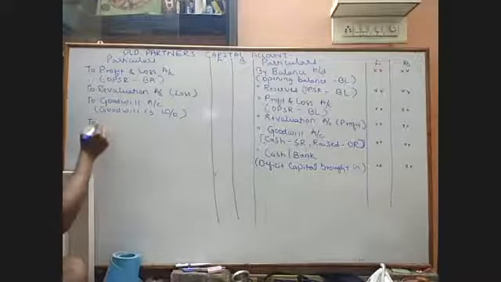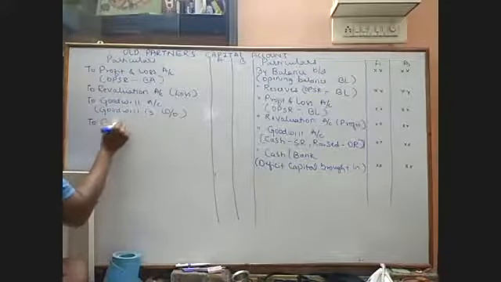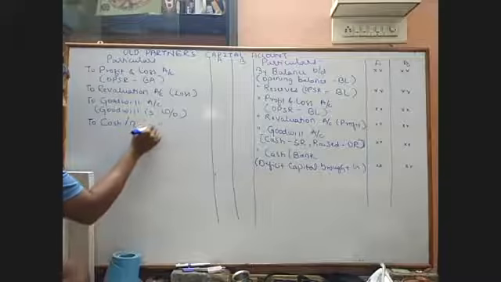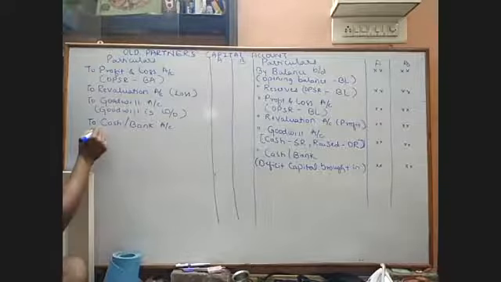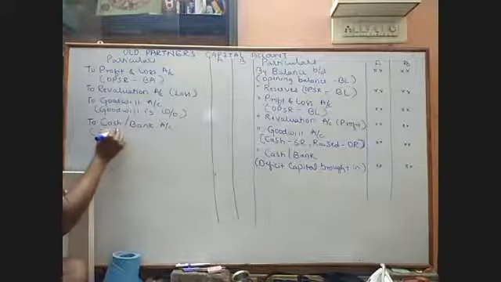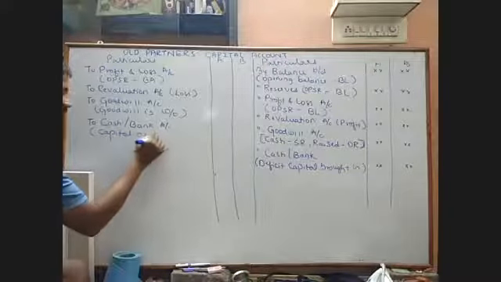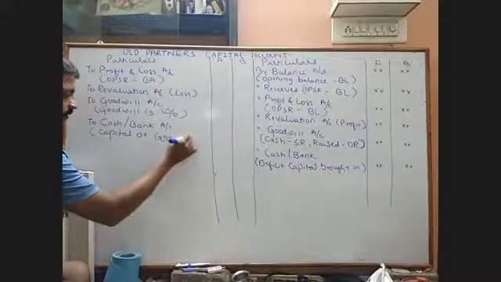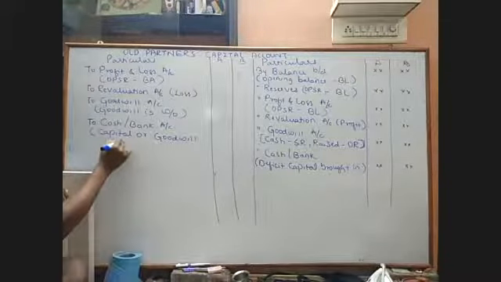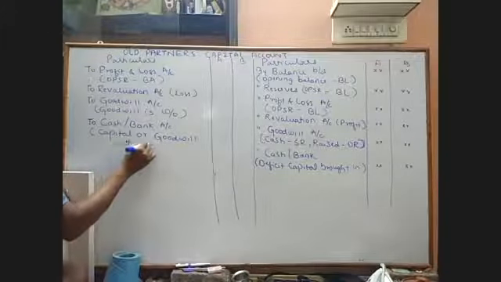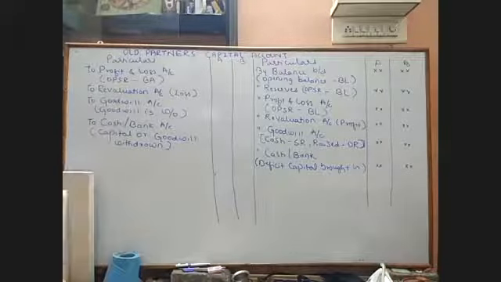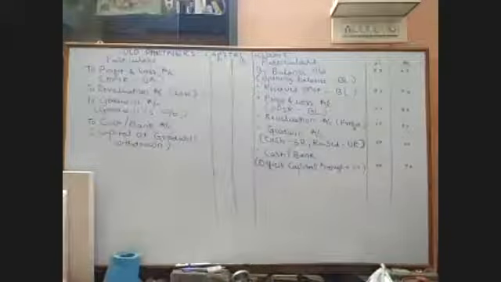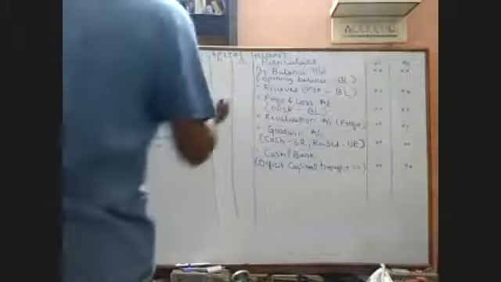Next, to cash or bank account. Cash or bank account, it is capital or goodwill withdrawn. So this is the content on the debit side.